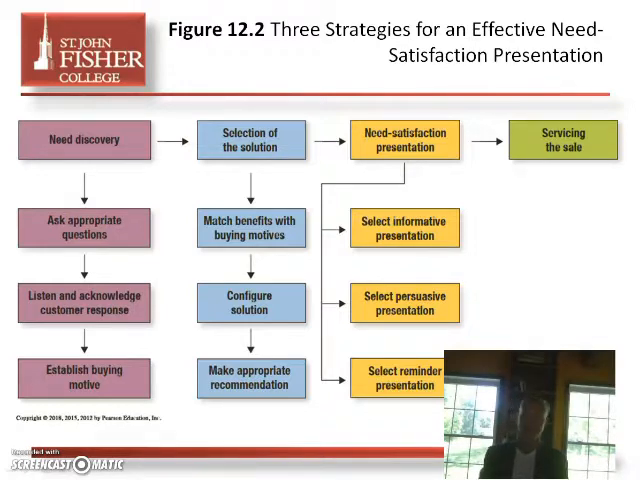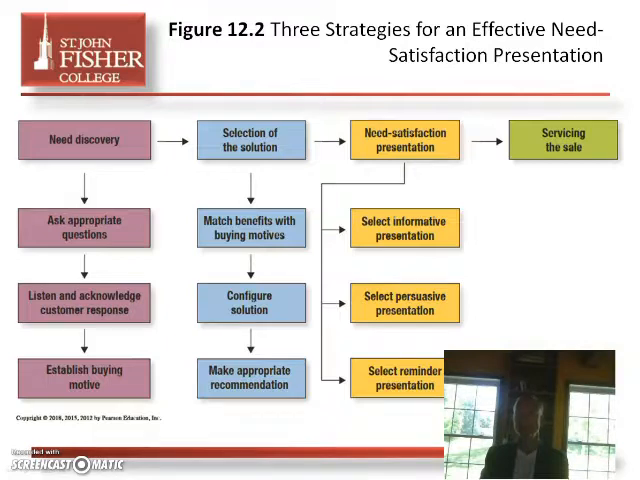And again, as I said in the introduction, the need satisfaction presentation really consists of 3 different types of things. One of them is the informative presentation, while you're trying to inform somebody of the features and the benefits of the product or service that you're talking about. You're informing them in order to try to get them to buy. The other one is the persuasive presentation. The persuasive presentation is just that, trying to persuade somebody to buy.